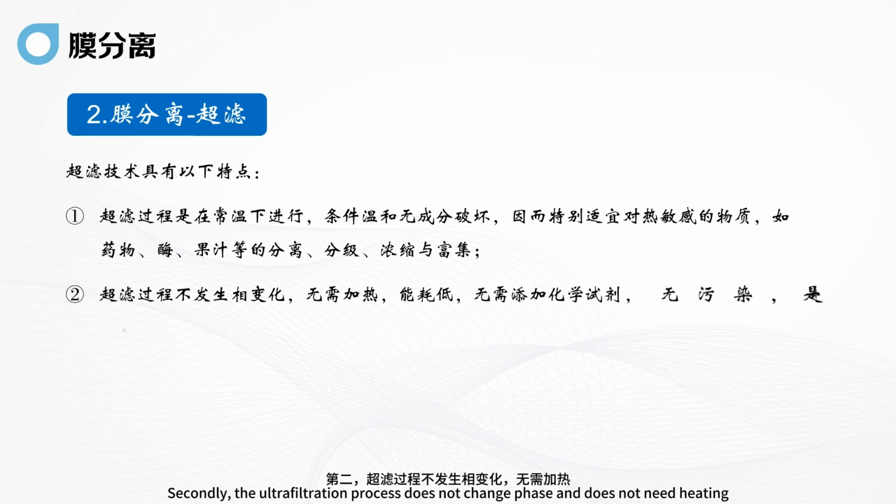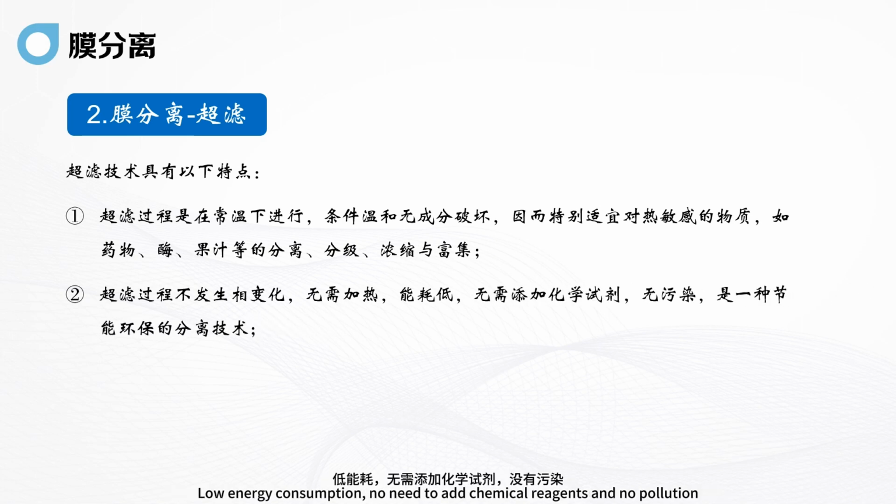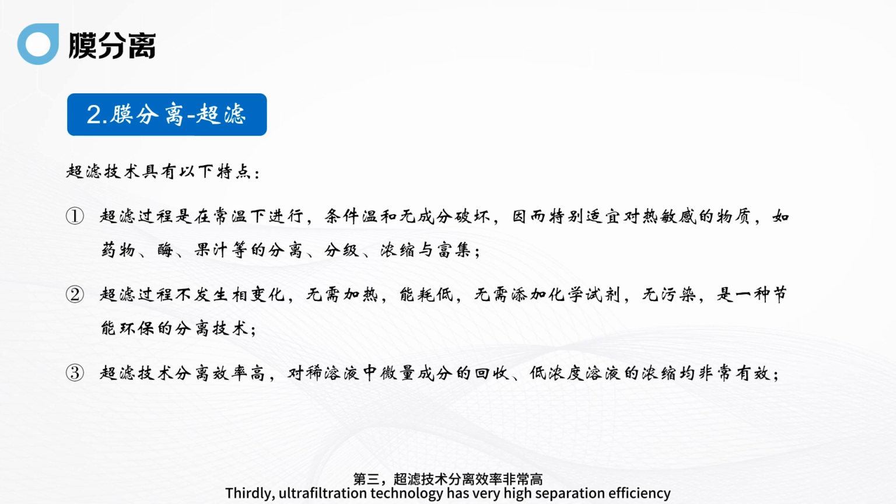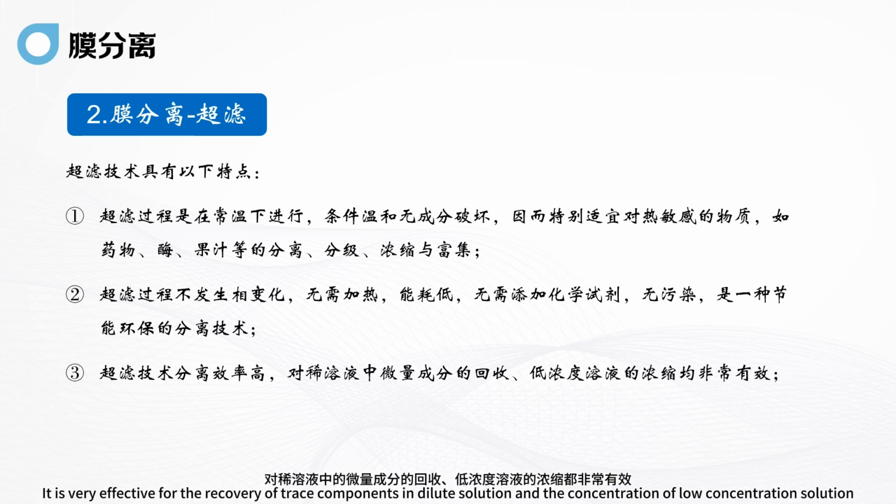Secondly, the ultrafiltration process does not change phase and does not need heating. It has low energy consumption, needs no added chemical reagents, and causes no pollution. It is an energy-saving and environment-friendly separation technology. Thirdly, ultrafiltration technology has very high separation efficiency. It is very effective for the recovery of trace components in dilute solution and the concentration of low-concentration solution.